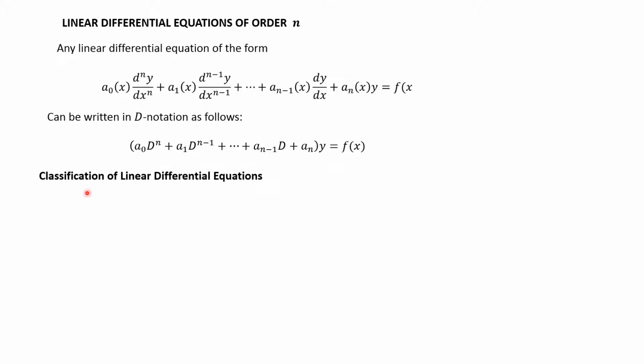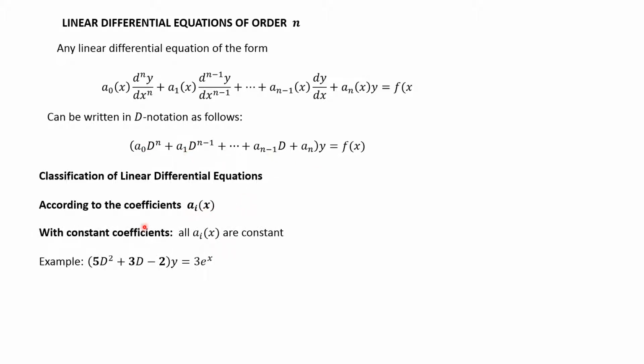Let us classify now linear differential equations. The first is according to coefficients. So what can we say about the coefficients a0, a1, and so on? Now, this can be with constant coefficients, meaning to say all the aix are constant. So this is a linear differential equation with constant coefficients. The 5, the 3, and the -2 are constants.